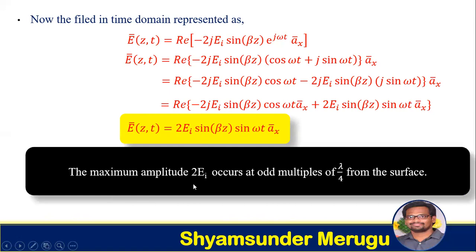The maximum amplitude 2E_i occurs at odd multiples of λ/4 from the surface, which we can observe in the standing wave structure diagram.